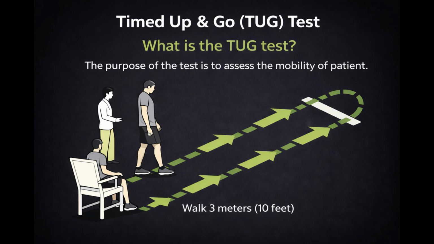The fourth test is called the timed up and go test, often called TUG or the TUG test. Start seated in a chair, stand up, walk about 10 feet, turn around, walk back, and sit down. A time under 10 seconds is typical for healthy mobility. When this test takes longer than 12 seconds, it's associated with increased fall risk. This test reflects real-life movement, getting up, walking, turning, and sitting down safely.